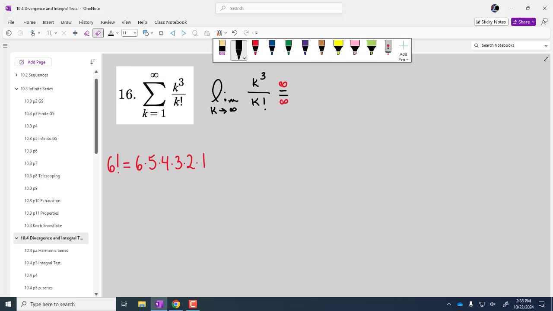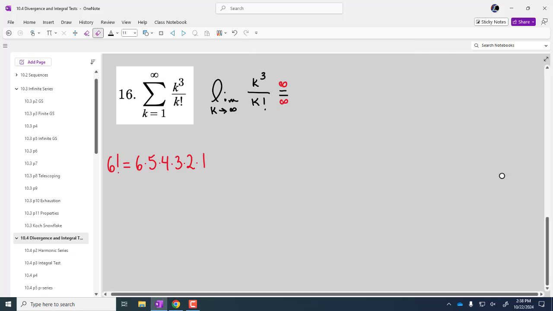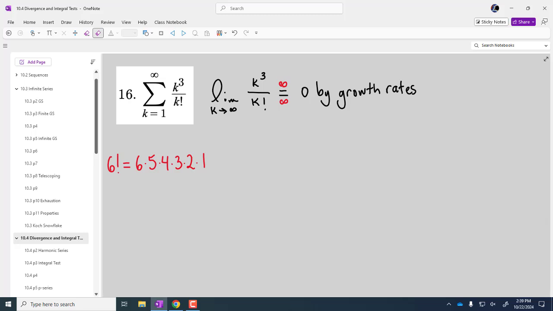So here what we are going to do is use growth rates, because we don't know how to differentiate k factorial. This limit is going to be 0 by growth rates, that chart that we had on the board last Thursday. That's all we can do in a case like this. If we can solve it without growth rates, using an analytic technique, do we have to? Yes, if you can evaluate the limit using an analytic technique, then you have to.